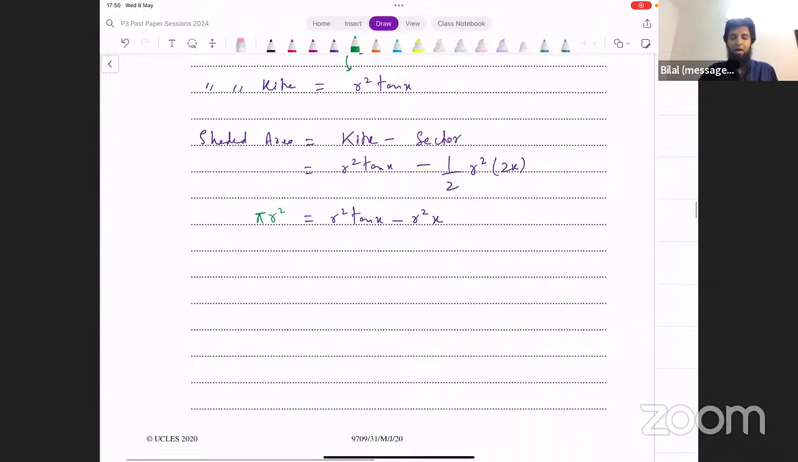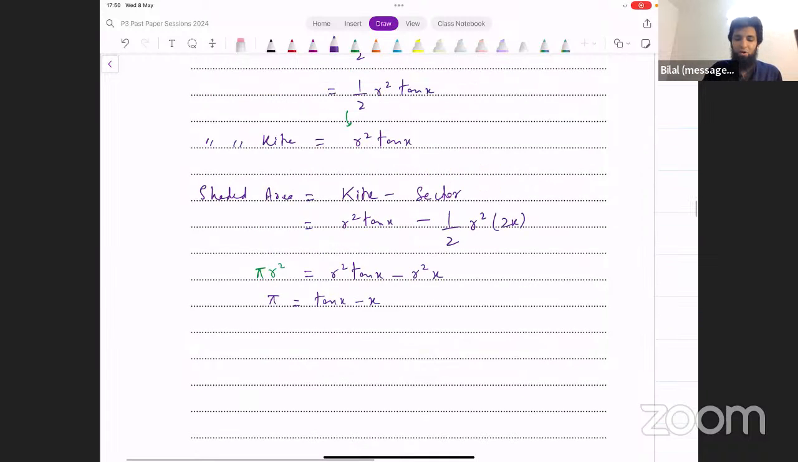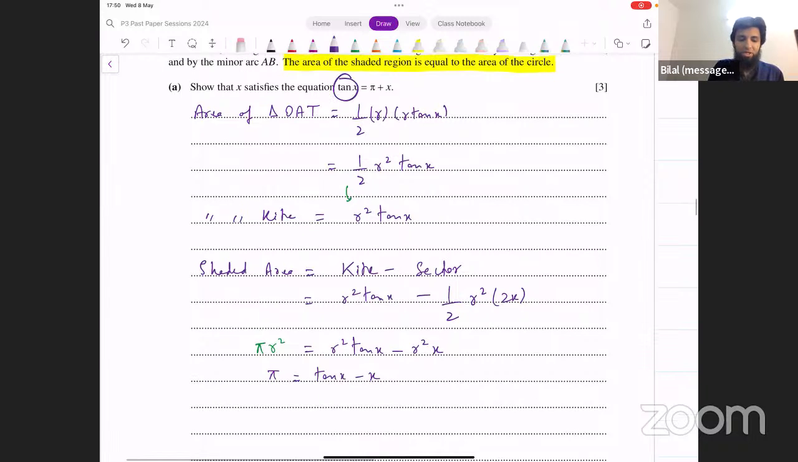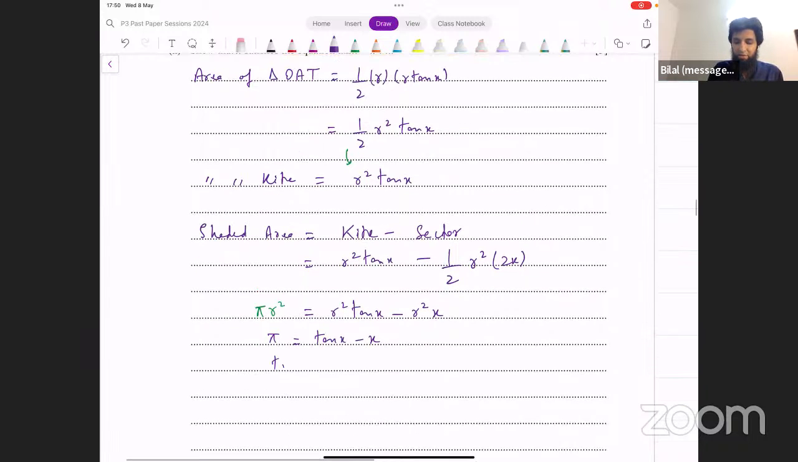Now r squared is appearing in every single term. We can take that common and cancel that out. We would just be left with pi equal to tan x minus x. And what do you have to do now? You have to make tan x the subject. And that gives you tan of x equal to pi plus x. That's what you had to do in the first part here.